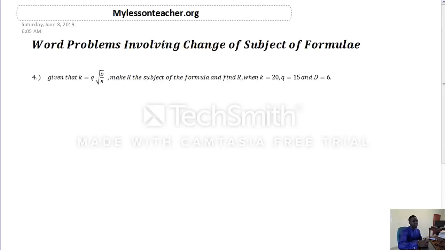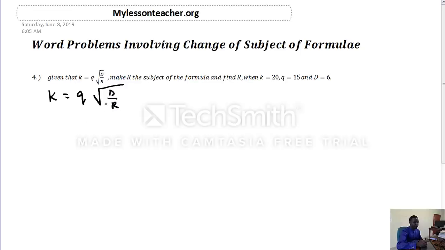Okay. Question 4 says, given that K is equal to Q times the square root of D over R, we should make R the subject of the formula and find R when K is equal to 20, Q is equal to 15, and D is equal to 6. So I'm going to first and foremost make R the subject of the formula before substituting those values. So we have it that K is equal to Q square root of D over R.